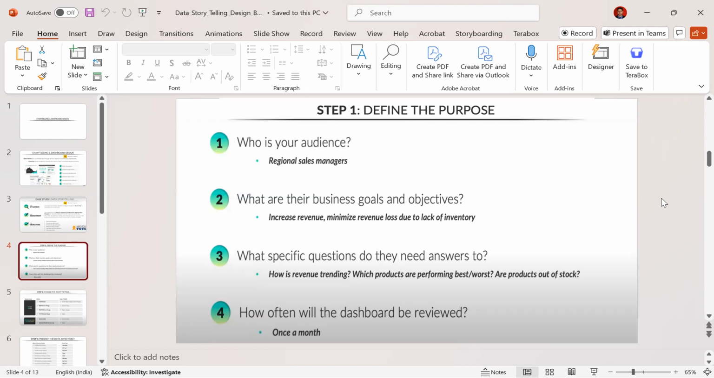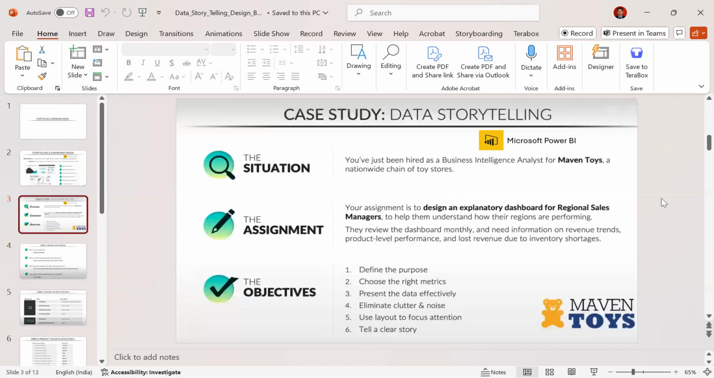And which products are out of stock. Any products out of stock, what are the products, and zero products will be there sometimes. Zero stock products, I mean. And finally, how often will the dashboard be reviewed? In the requirement itself, they clearly mentioned monthly. You can see here, monthly dashboard.